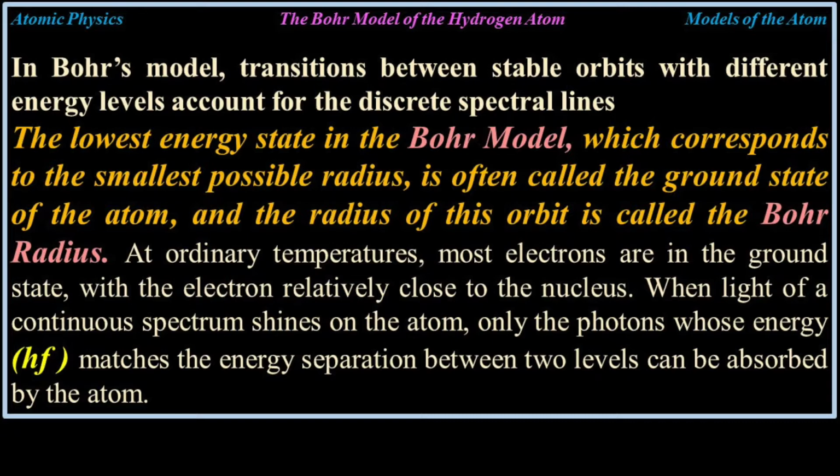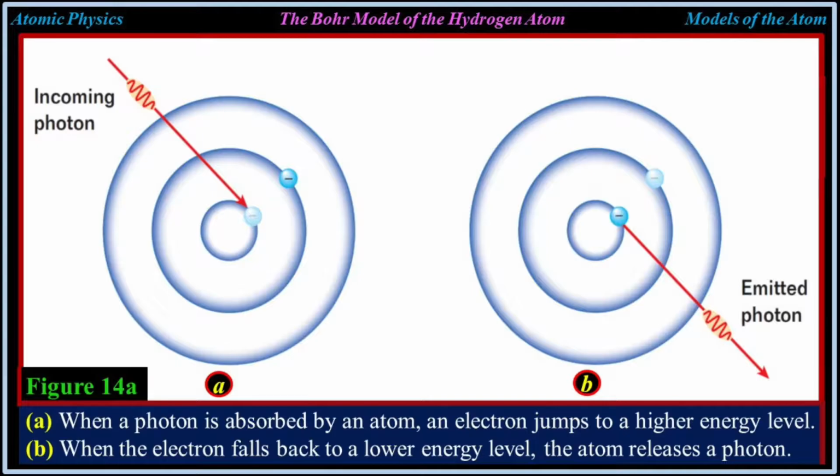All right, make sure you go back and study figure 14. And here it is again. It shows the incoming photon and the emitted photon and the jump of the electron. So study this carefully. This is the essence of the Bohr model.